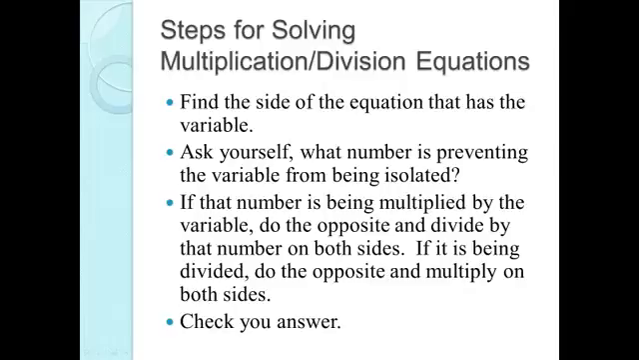If that number is being multiplied by the variable, we will do the opposite and divide by that number on both sides. If it is being divided, we will do the opposite and multiply on both sides. Remember, always check your answer by plugging your answer into the original equation.